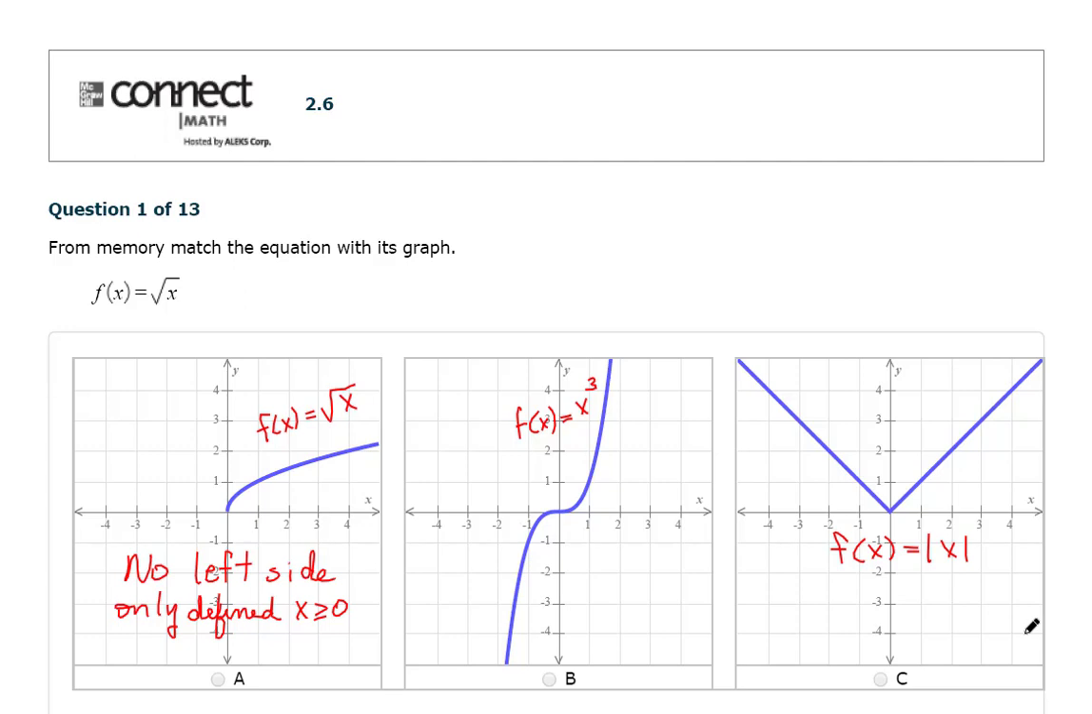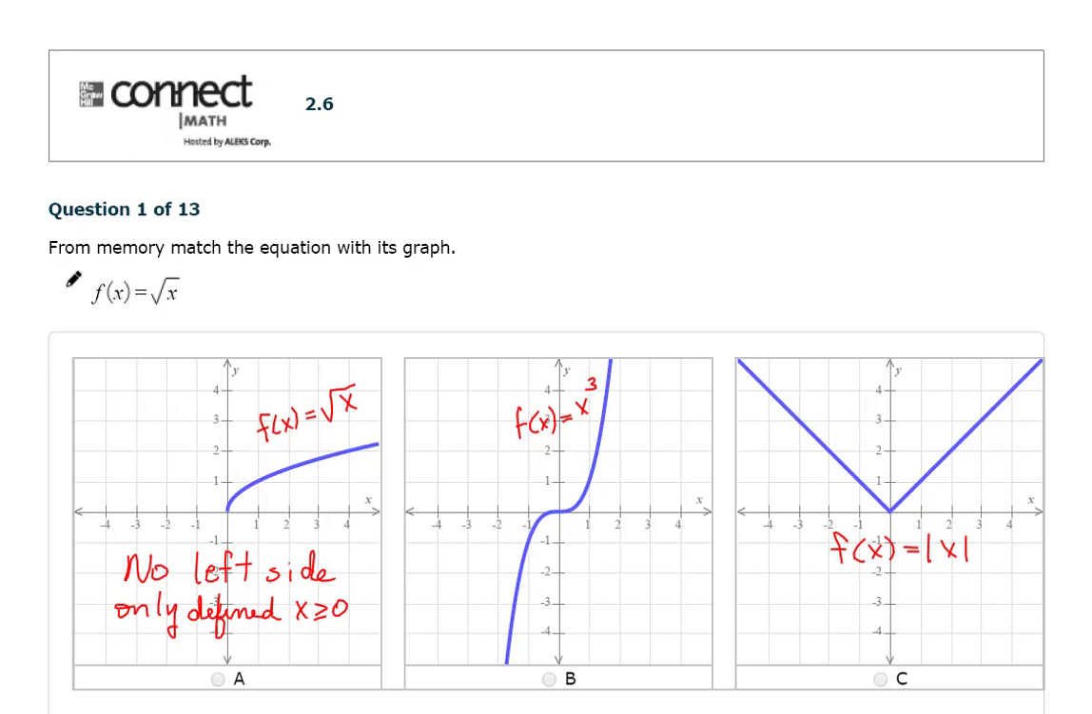Welcome to Math 1314. This is section 2.6. In this section, we look at some basic functions. Really basic, really important functions that we will see often, so we need to remember what their graphs look like.